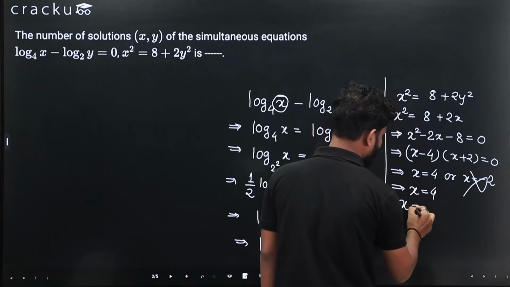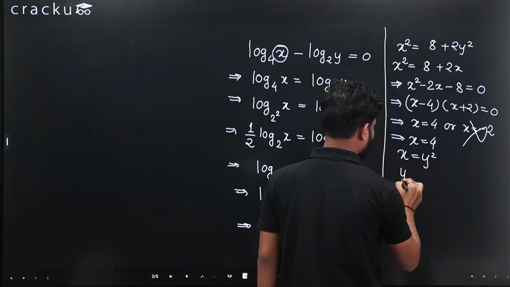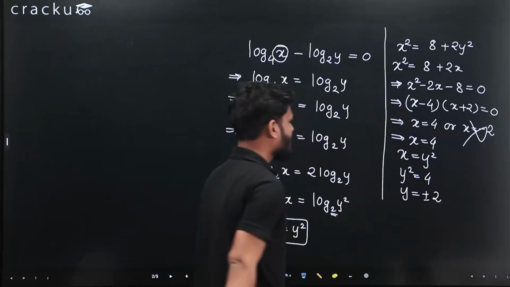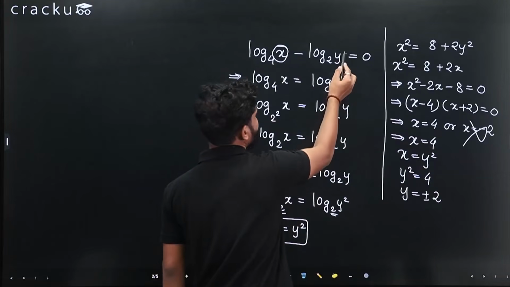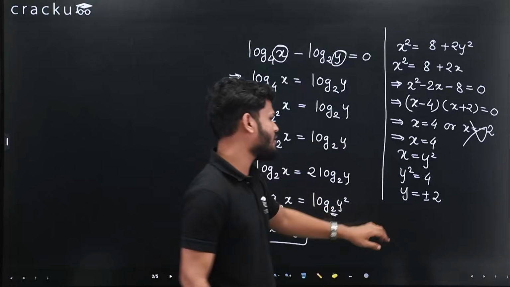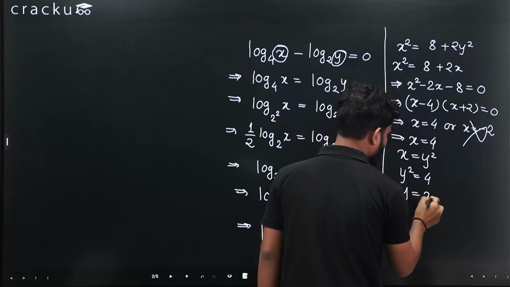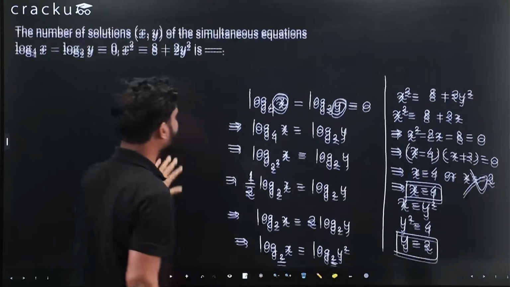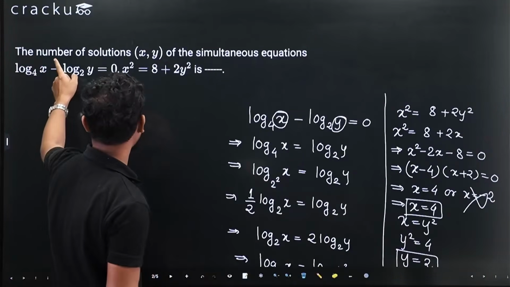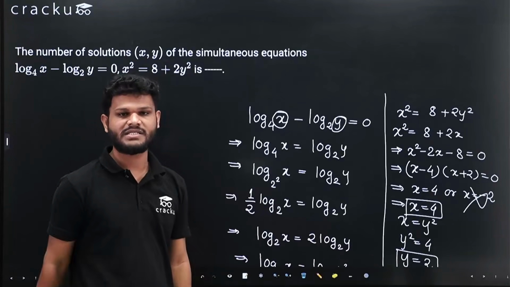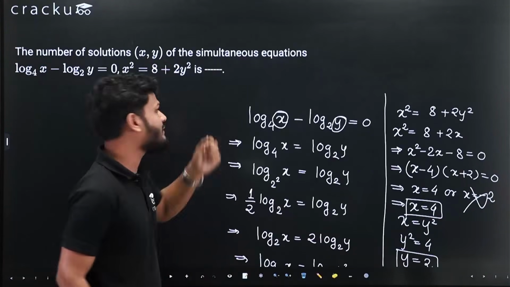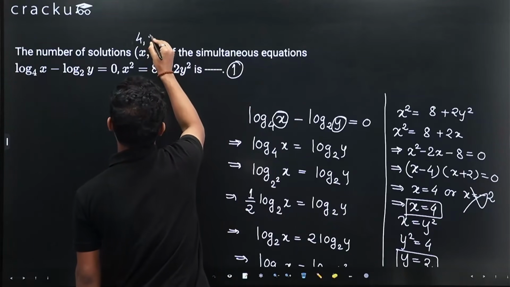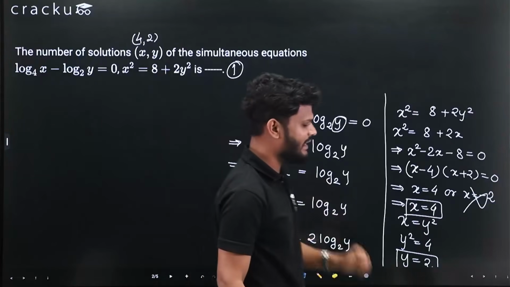I also know that x is equal to y square. So I can say y square is equal to 4 or y is equal to plus or minus 2. But y cannot be minus 2. Why? Because y is inside the log. The only possible value of y is 2. So x is equal to 4 and y is equal to 2 is the only solution for the given equations. And we had to find the number of solutions. How many solutions are there? For x comma y, only one pair is there, which is 4 comma 2. So the answer to this question is 1.